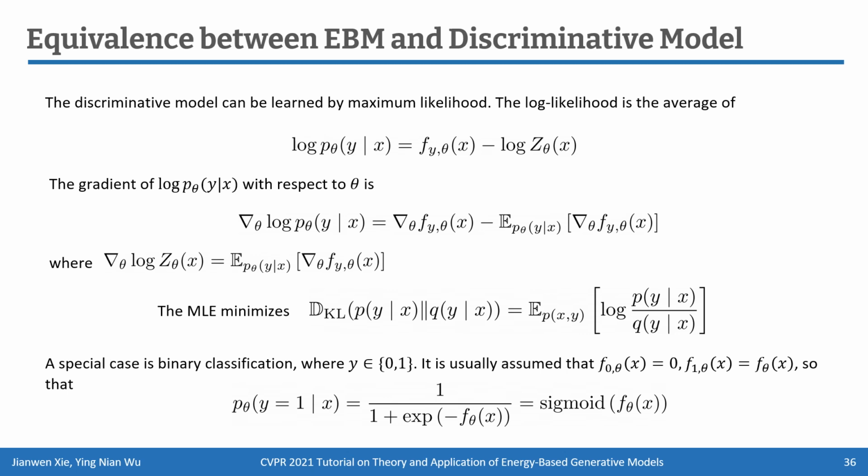While for the energy-based generative model, the normalizing constant Z and the expectation are integrals over X, where X belongs to a high-dimensional space. Therefore, the expectation in the energy-based generative model cannot be calculated in closed form and has to be approximated by MCMC sampling, such as Langevin dynamics. A special case is binary classification. Y can take either 0 or 1, and the model is a nonlinear logistic regression model.